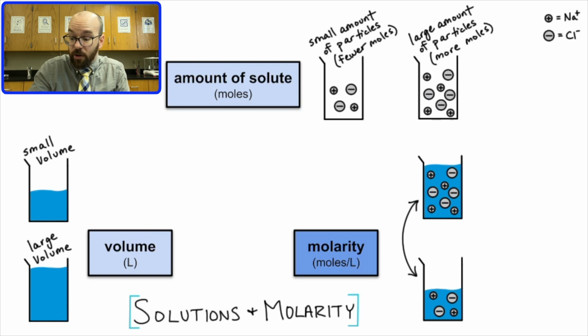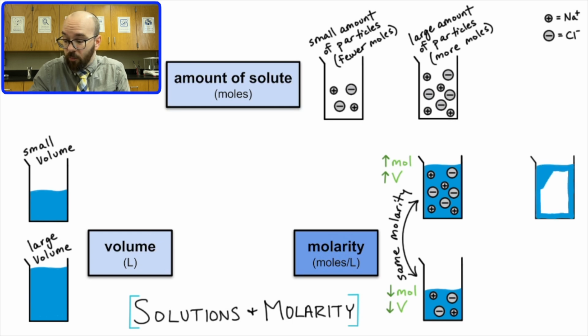So in this case, we're going to have the same molarity. The ratio of the amount of particles that we have here per liter of water is going to be the same as it is in this bottom one. This one has twice the number of ions, but has twice the volume. Therefore, it's going to have the same molarity. So same molarity, but the top one has a greater number of moles and a greater volume. And the bottom one's going to have a smaller number of moles, or smaller number of particles, and a smaller volume as well.